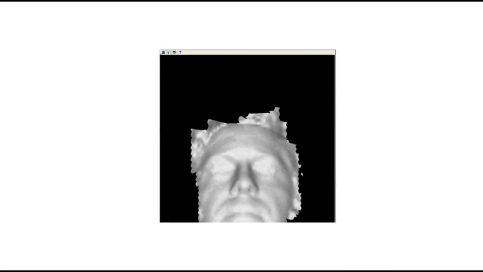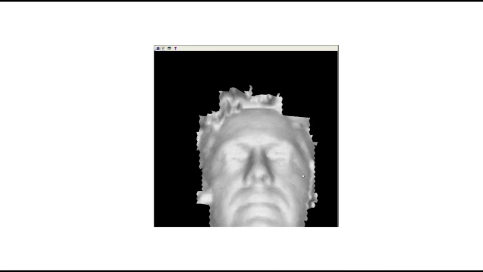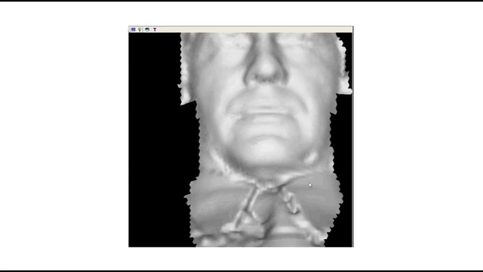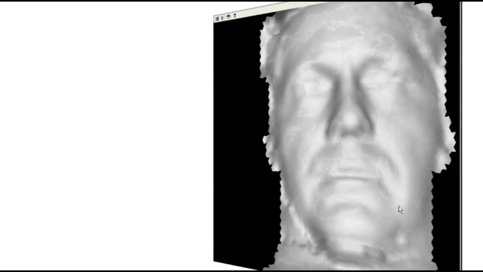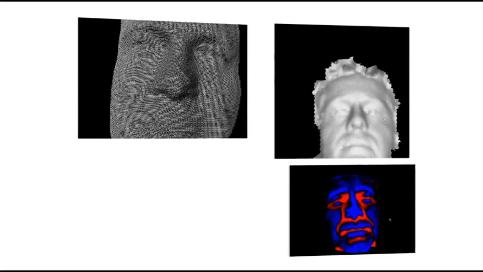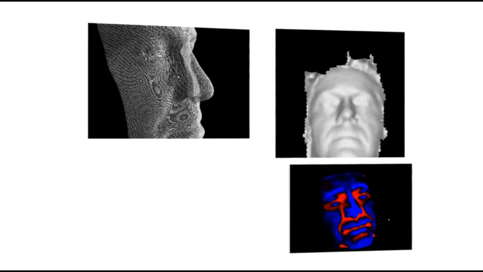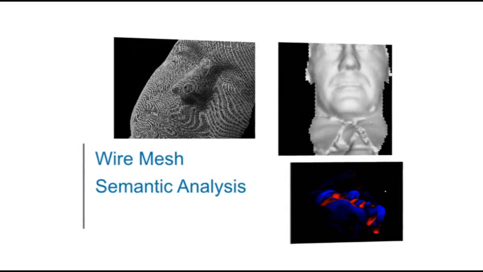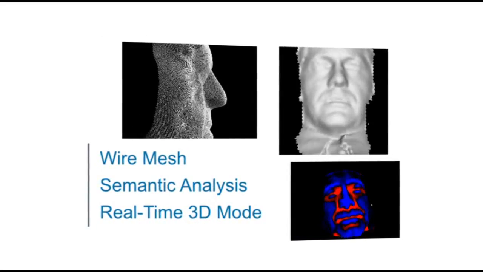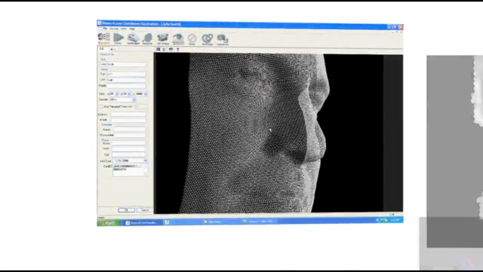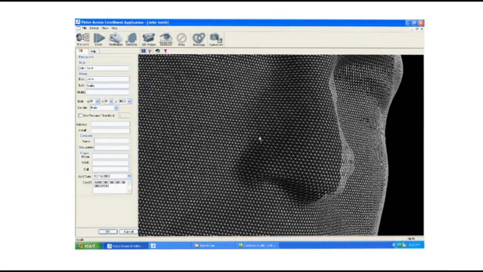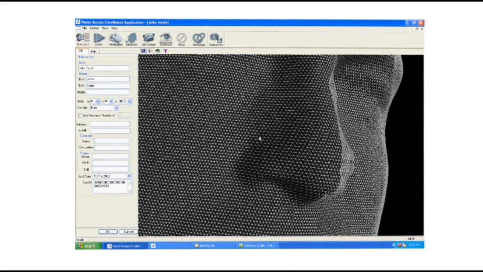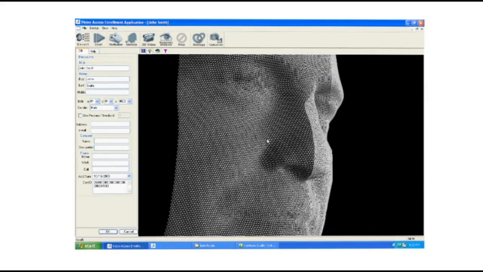To better understand the sophistication of the biometric technology created by this system, we have to take a detailed look at the information captured in the enrollment process. Accurate 3D face matching can be analyzed in three main ways: wire mesh, semantic analysis, and real-time 3D mode. The wire mesh of a person's face is accurately captured with approximately 40,000 points. This provides enough detail to produce a 3D face image.